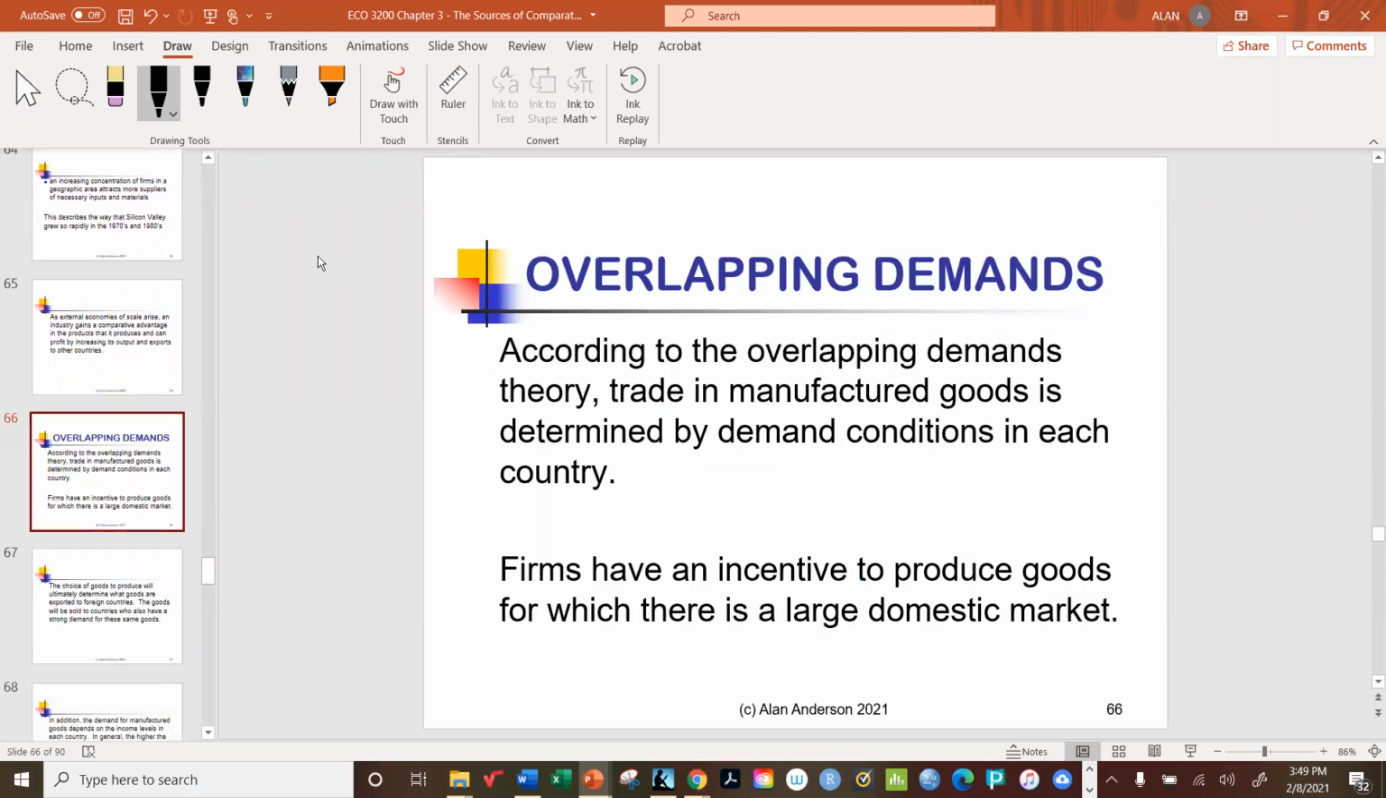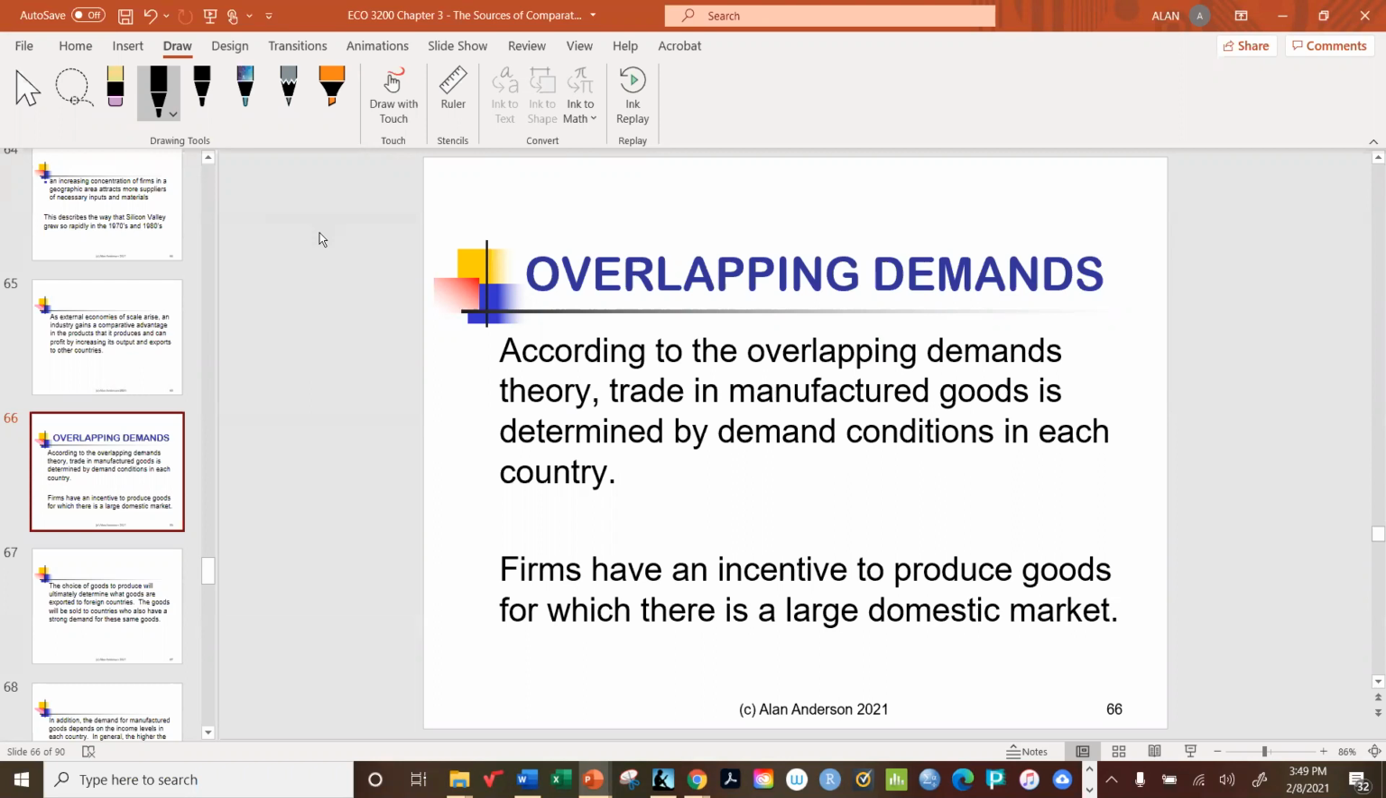All right, now there's this theory called overlapping demands, where trade in manufactured goods tends to be based on demand conditions in that country. Now, not every country wants the same things. The demand for different products is different in every country.